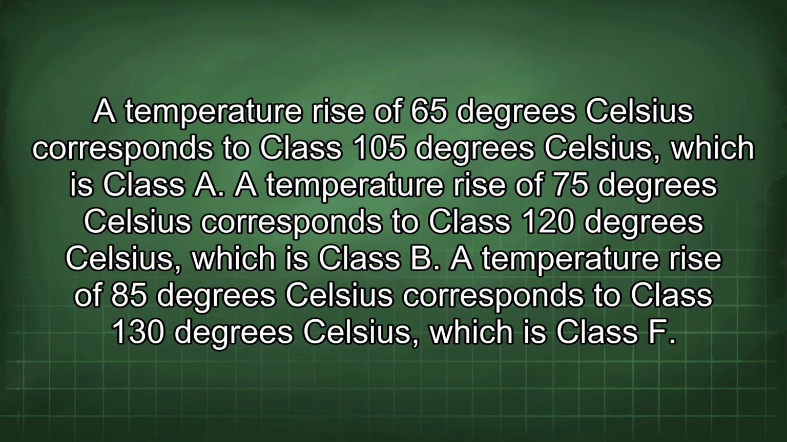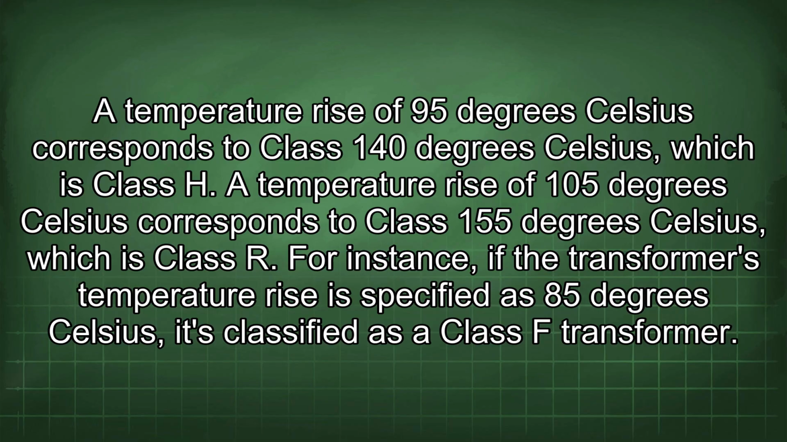A temperature rise of 85 degrees Celsius corresponds to class 130 degrees Celsius, which is class F. A temperature rise of 95 degrees Celsius corresponds to class 140 degrees Celsius, which is class H. A temperature rise of 105 degrees Celsius corresponds to class 155 degrees Celsius, which is class R. For instance, if the transformer's temperature rise is specified as 85 degrees Celsius, it's classified as a class F transformer.